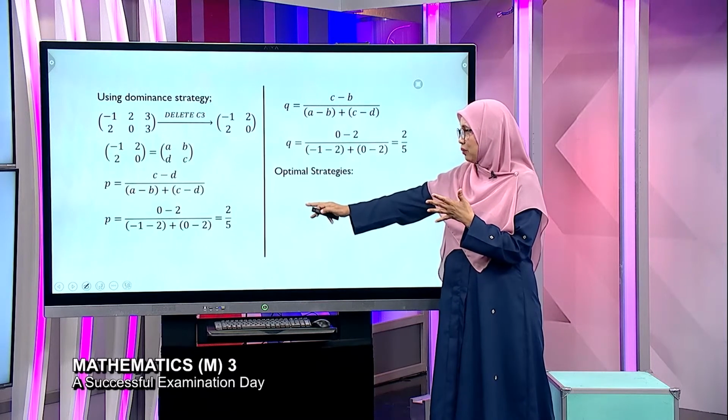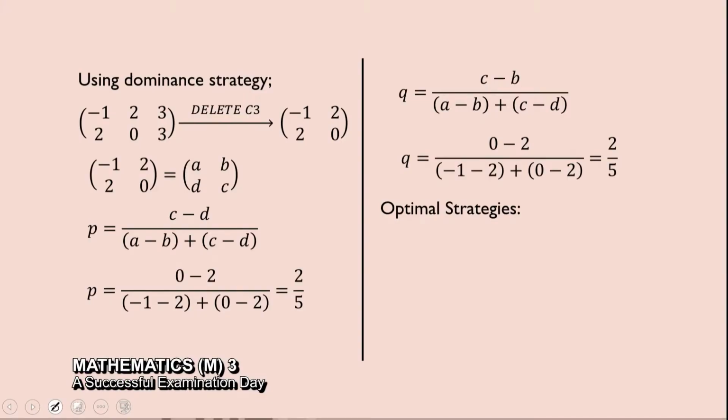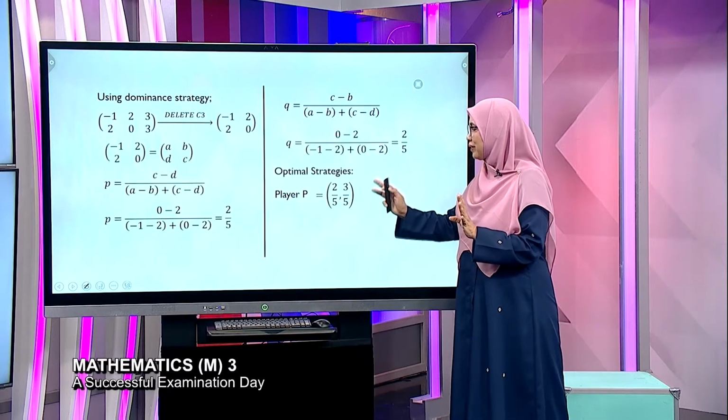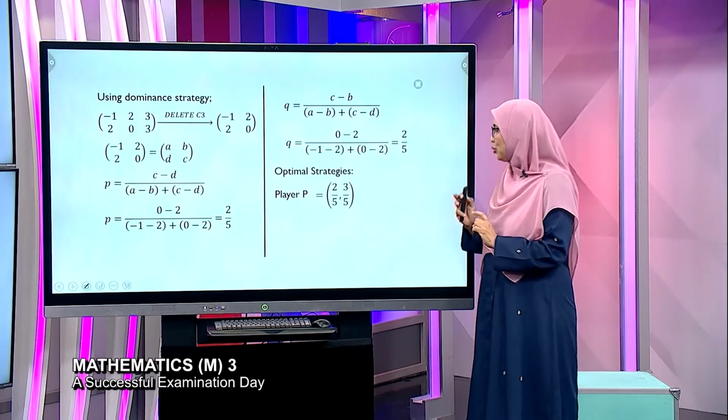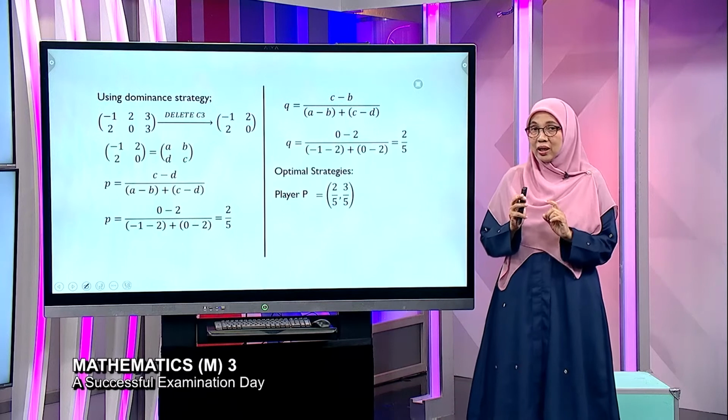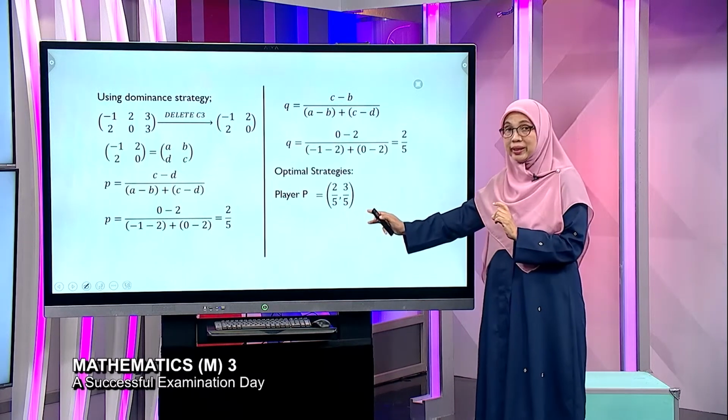I advise students to remember and use the following method because it's fast and saves time. Straight away, when you identify your A, B, C, D and substitute, you get P. P is the probability for player P to choose the strategy, and then Q is the probability for player Q to choose. So how do you write the optimal strategies? We can write in coordinate form. Some students suka ayat, but I do not encourage writing in sentences. It's very lengthy. In ayat, player P will choose strategy 1 with probability of 2/5 and strategy 2 with probability of 3/5. So the best way is to do it in coordinate form.